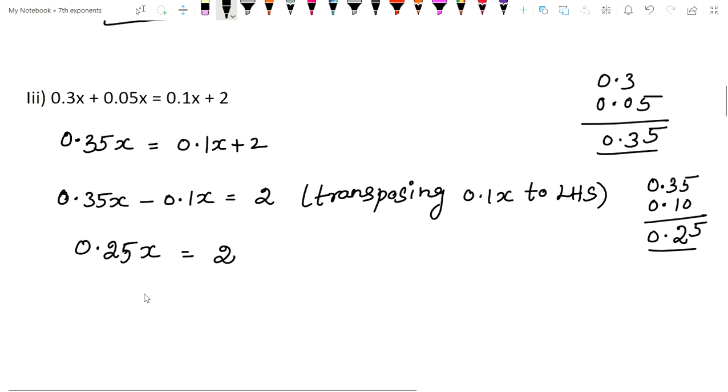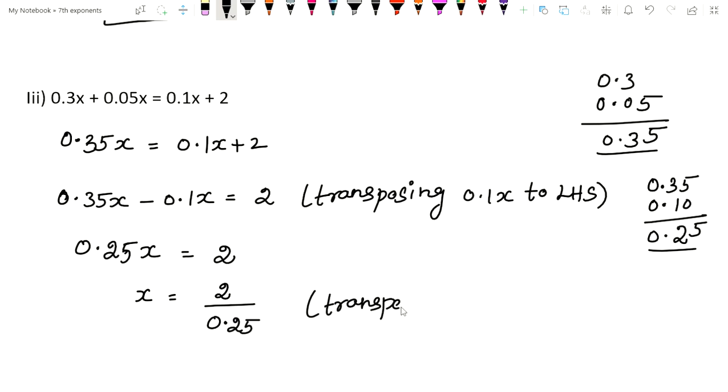Okay. So x equal to 2 divided by 0.25, because multiplication will change to division on the other side. So transposing 0.25 to RHS.